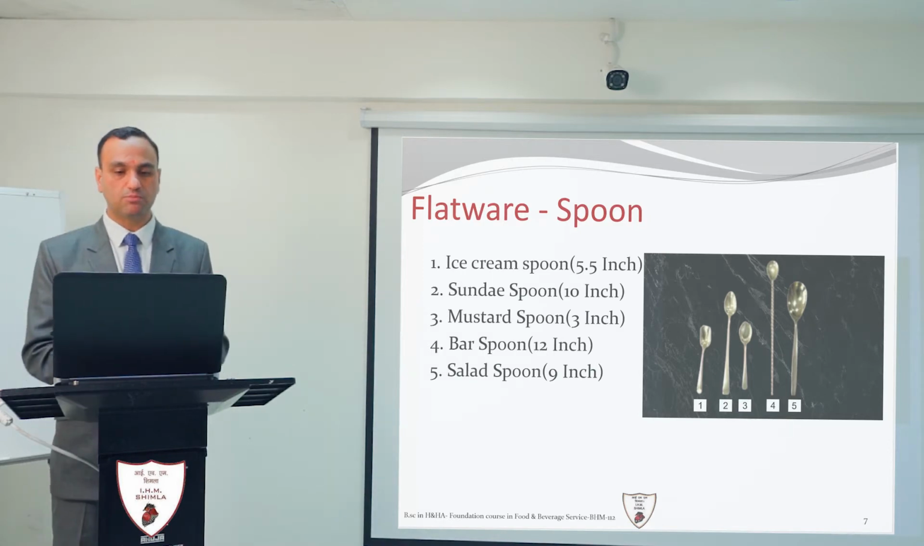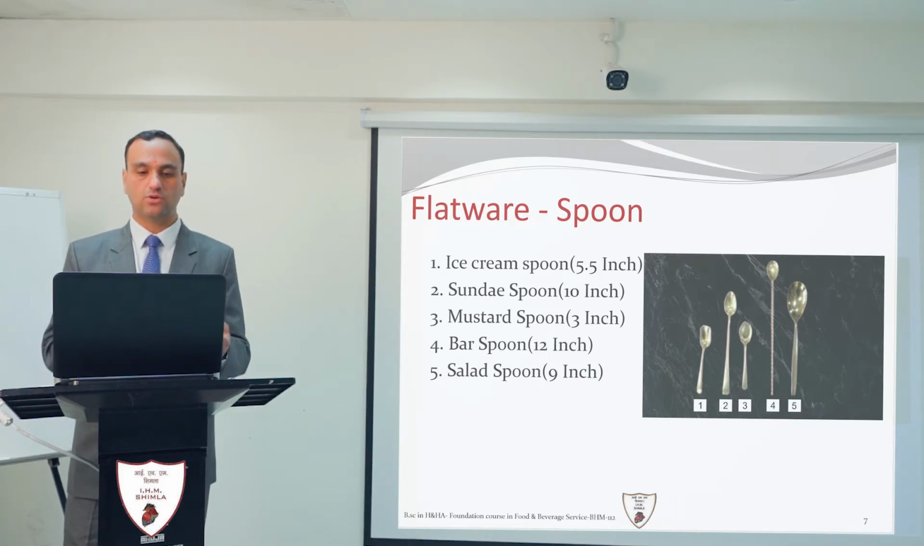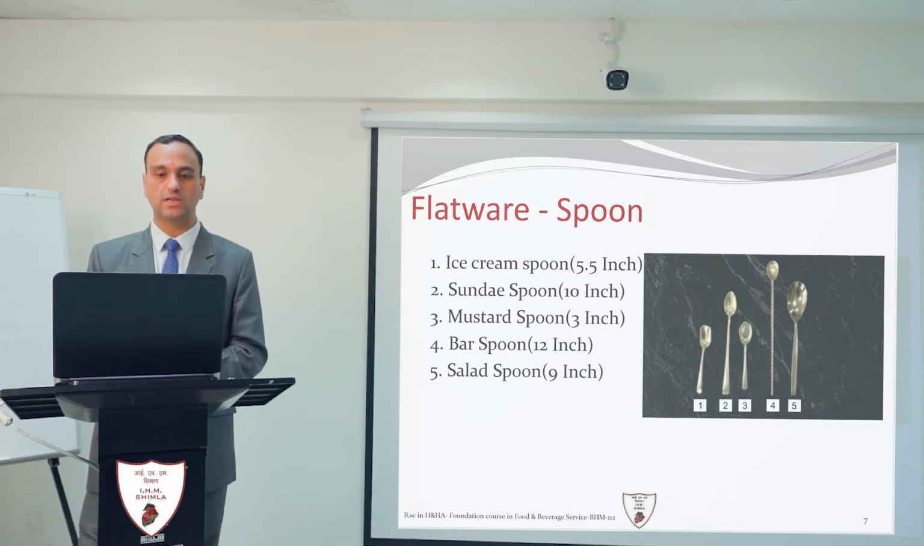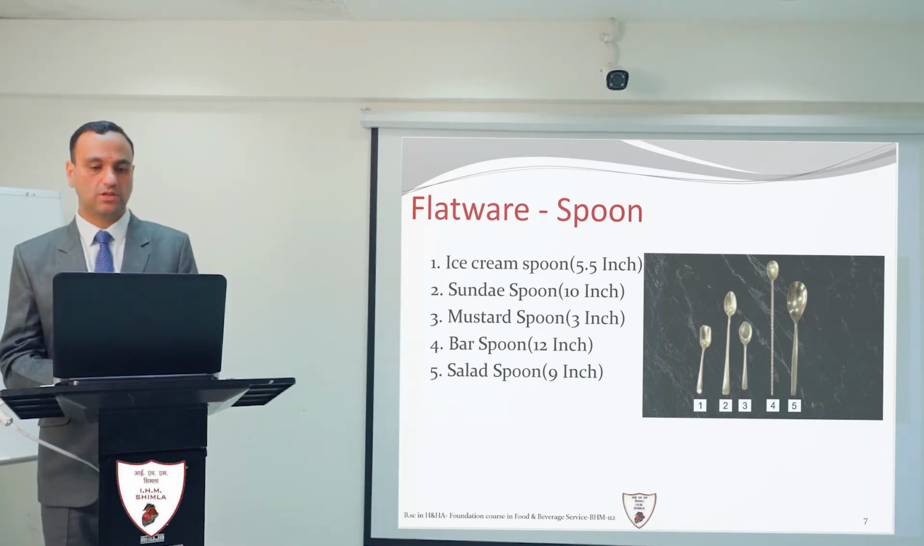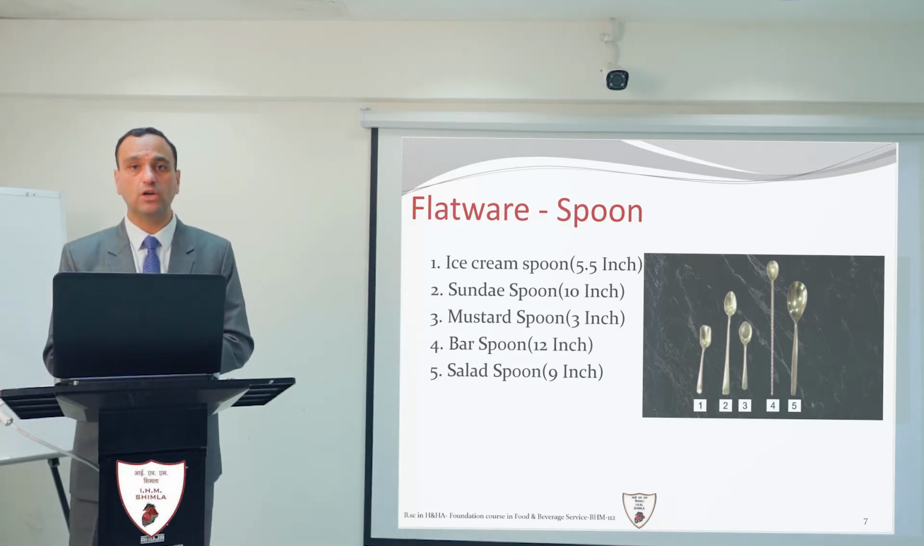Next is the bar spoon. Bar spoon is being utilized in a bar just to stir the cocktail, just to prepare the drinks. So bar spoon is also a little larger. The size for the bar spoon is 12 inches. The next spoon is the salad spoon. Salad spoon is for the serving of salad.